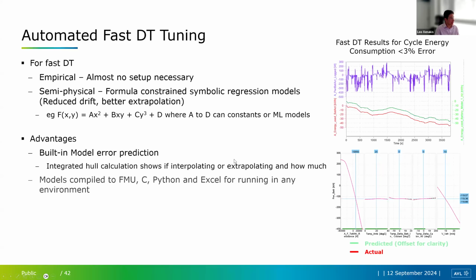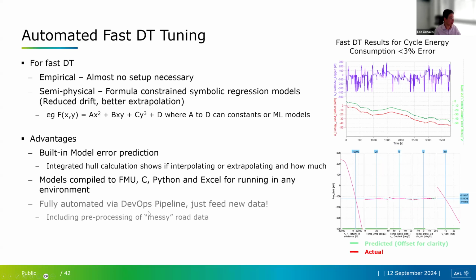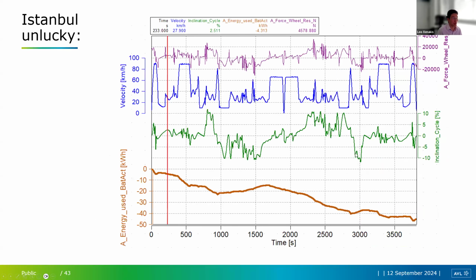So we've seen some of the advantages: we've got this built-in model error prediction. We can export to lots of different model types to integrate into different environments. And again, most of this can be automated through a DevOps pipeline, but of course there is some development here that we're doing on NextDtruck to make this a little bit nicer. Because of course there has to be some development on this project also.